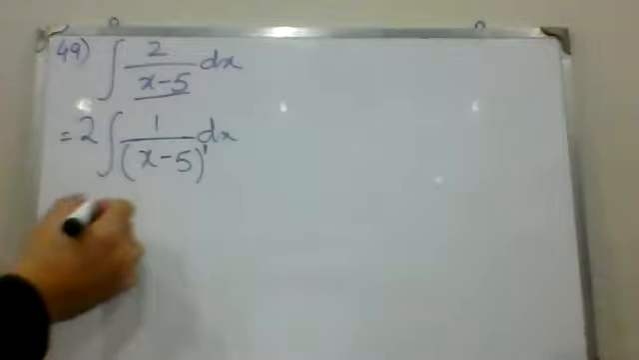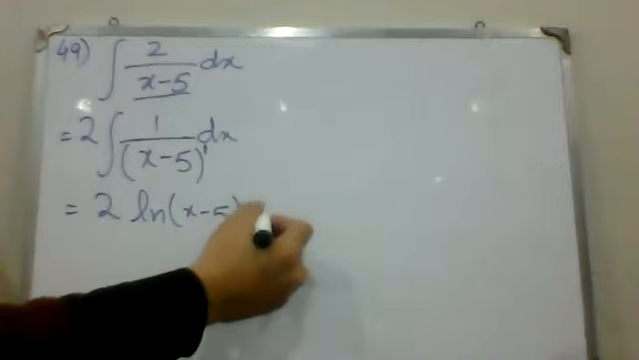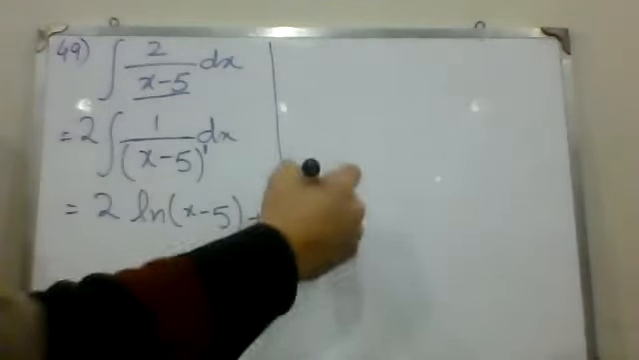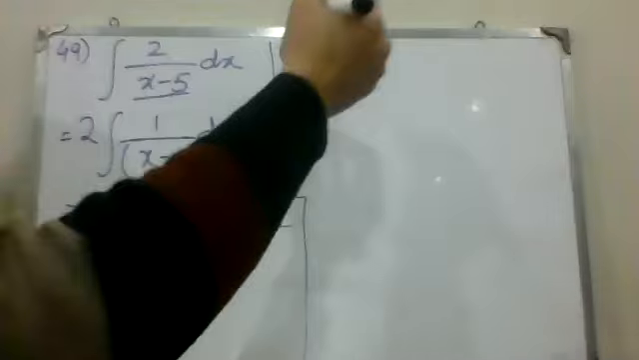So what we can do for that? ln, natural log of x minus 5. Okay, so that is how you can solve all such cases. Question number 50. Shabash.